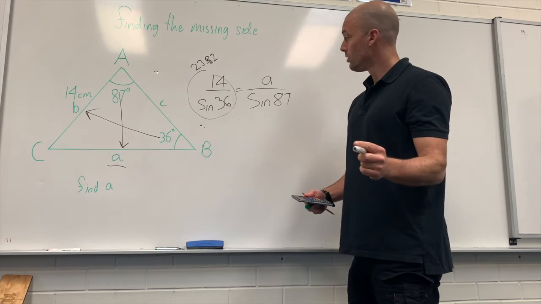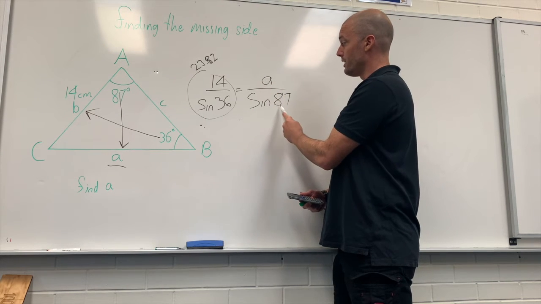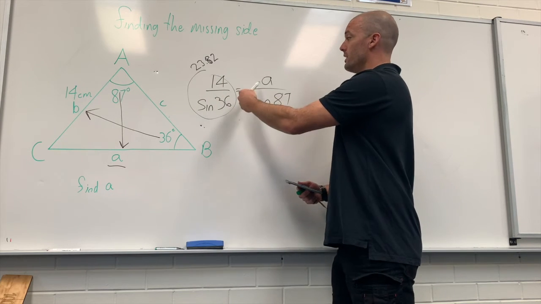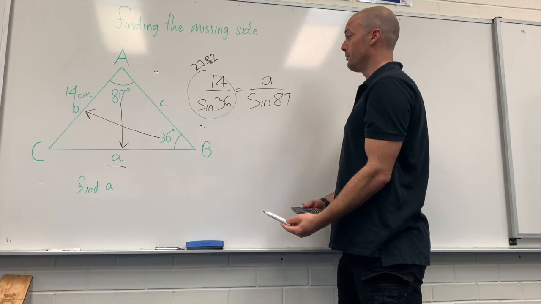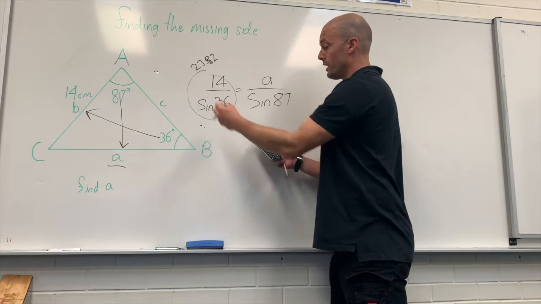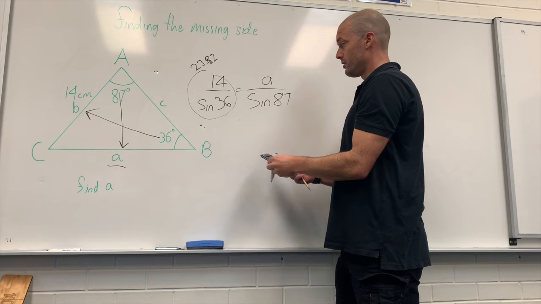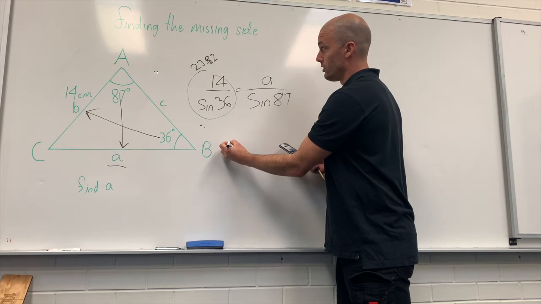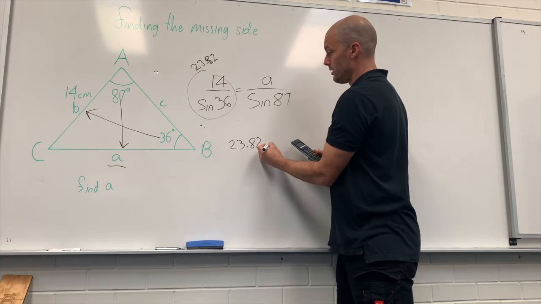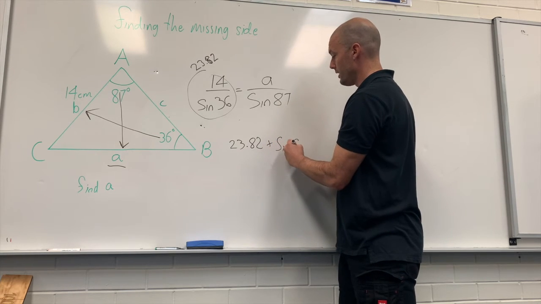We don't know what A is, but we know that A divided by sine of 87 will equal 23.82. So to find out what A is, we do the opposite of dividing by sine of 87, which is timesing. So I'm going to go 23.82, which is that answer, times, because that's the opposite of dividing by sine of 87.